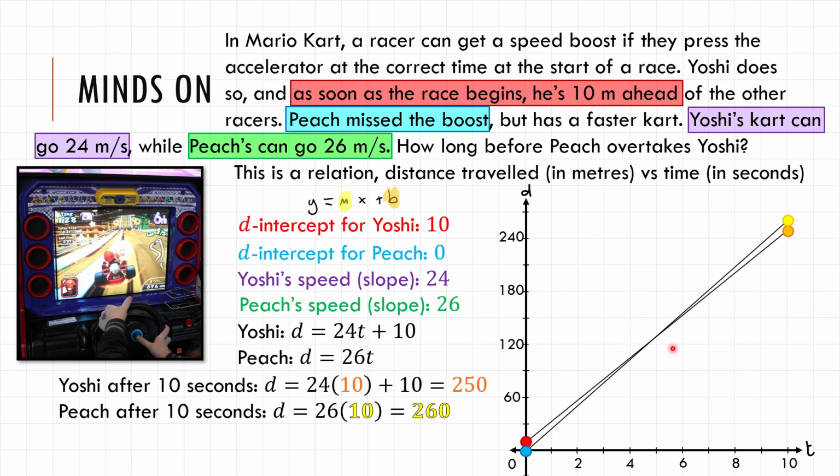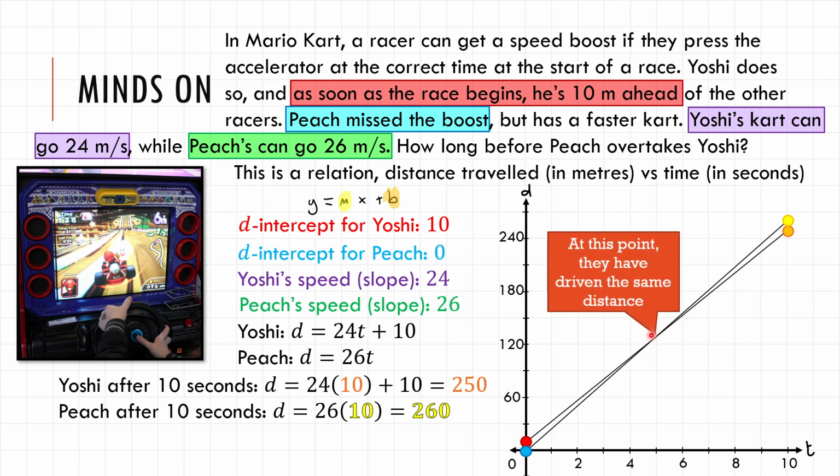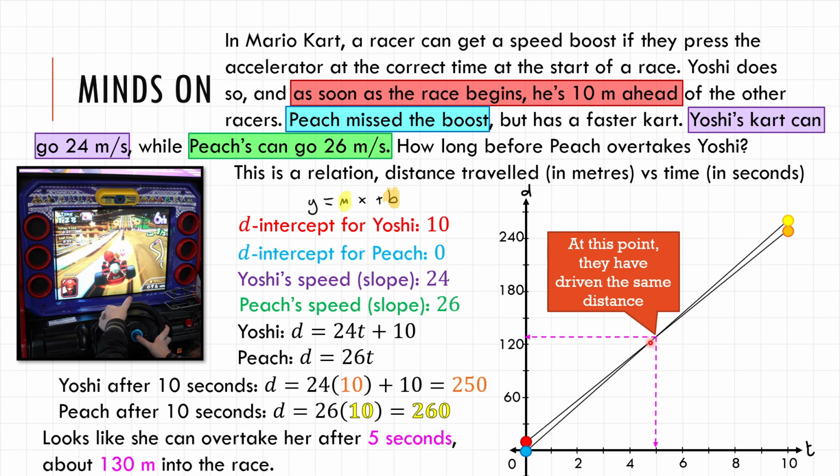So what is going on over here? If their speed is not the same and they haven't bumped each other, what this just means is they have driven the same distance over here. What is that distance? So right over here, if we go straight down, we can see that at 5 seconds, their distance is both 130 meters.